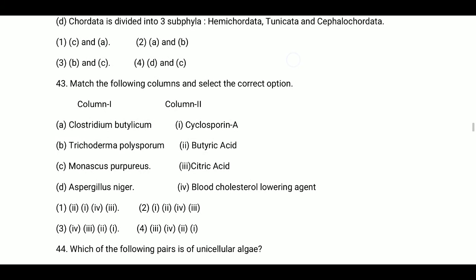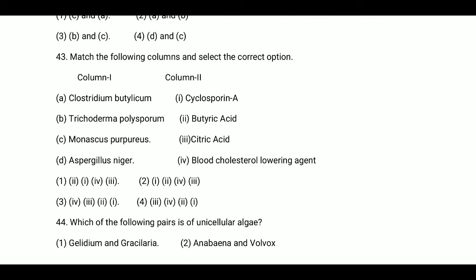Then match the following columns and select the correct option. Clostridium botulinum, Trichoderma polysporum, Monascus purpureus and Aspergillus niger. Options: cyclosporin A, butyric acid, citric acid, blood cholesterol lowering agent. Let's match the 43rd question. Clostridium botulinum for butyric acid, Trichoderma polysporum for cyclosporin A, Monascus purpureus for blood cholesterol lowering substance, and Aspergillus niger for citric acid. First option is the right answer.